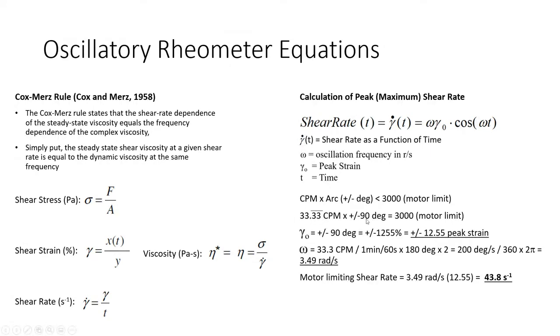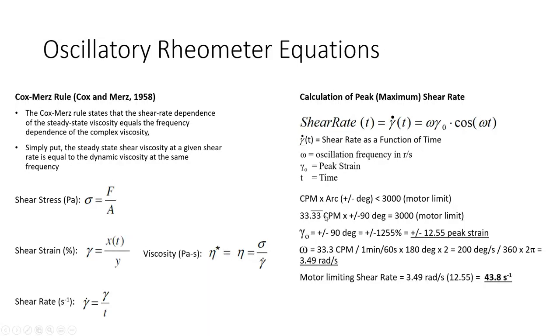90 degrees, and remember, I said something about decreasing the pain effect, and the pain effect is overcome by making sure that we are at high strain. And so all of our testing that we recommend is at high strain. And so we max the arc out at plus or minus 90 degrees. And it just so happens that 33.33 CPM is the magic number.